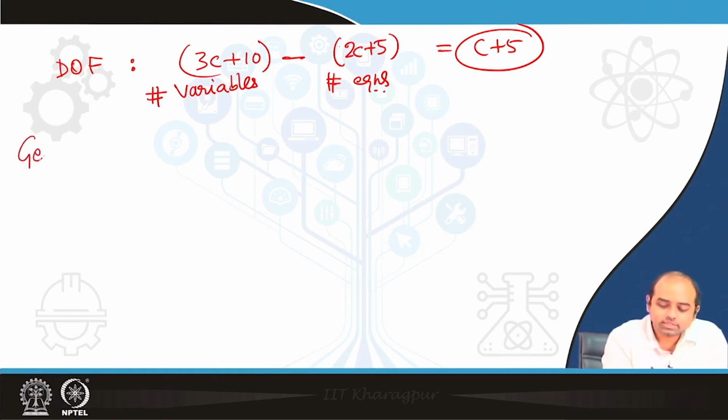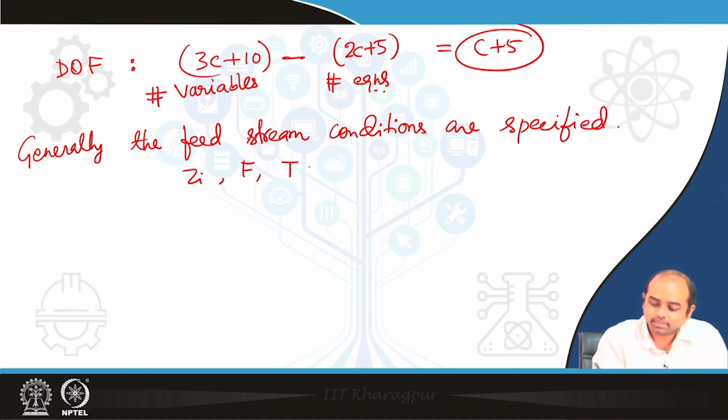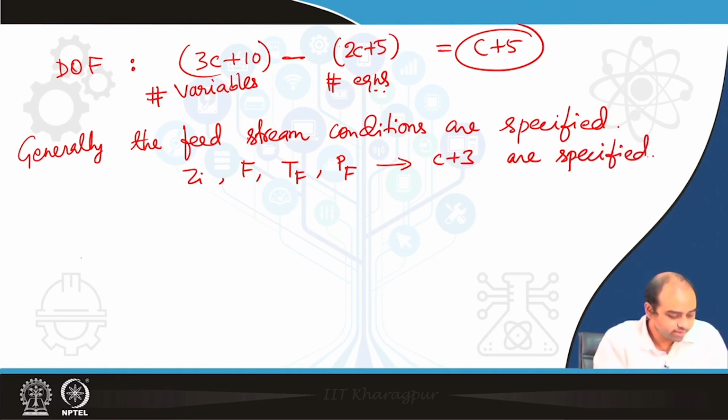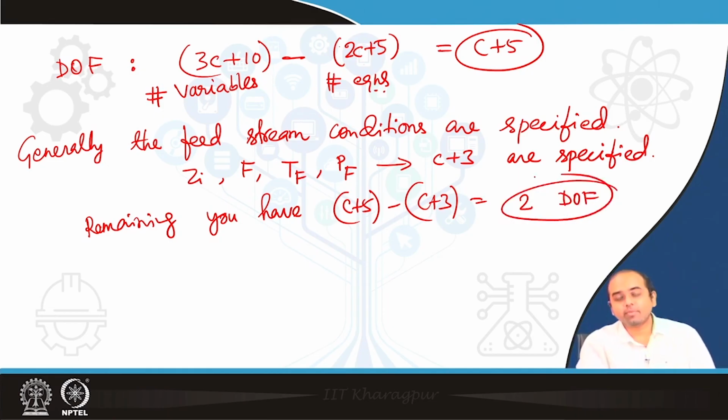Now, if you note, generally the feed stream conditions are specified in a problem, because you know what is the feed to your system. So, what are the feed components? Zi,F, TF and PF. So, these are the feed compositions. So, C plus 3 are specified. So, remaining from this C plus 5, you have C plus 5 minus C plus 3, so that is 2. So, 2 degrees of freedom have to be specified from the problem conditions.